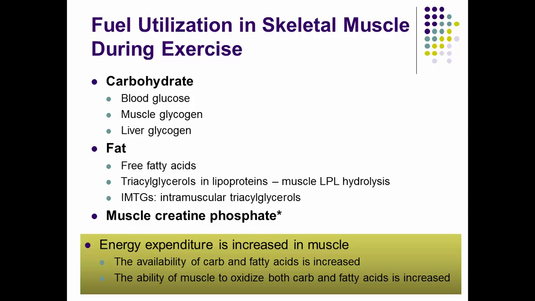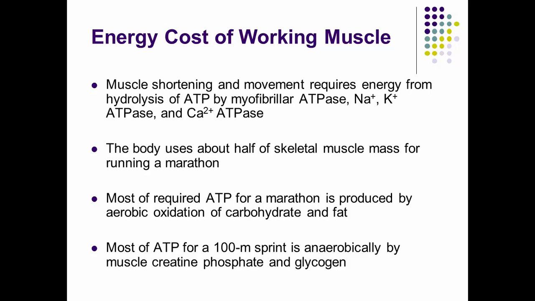So energy expenditure is increased in muscle during exercise because the availability of carbohydrate and fatty acids is increased, right? We know that hormonal levels are changed that can regulate the availability of carbohydrate and fatty acids, and the ability of muscle to utilize both fat and carbohydrate also increases. So that can increase the energy expenditure and provide more energy for use during the exercise.